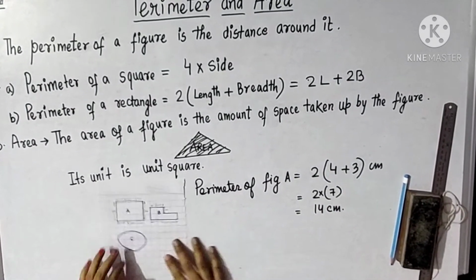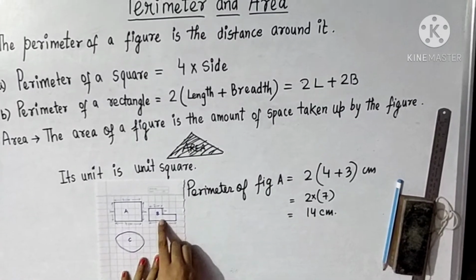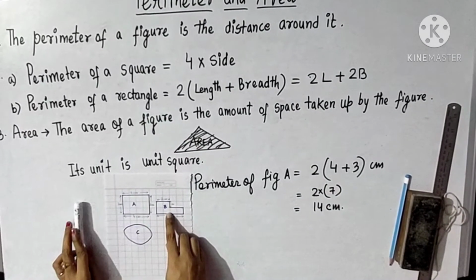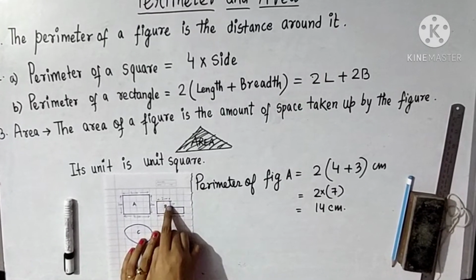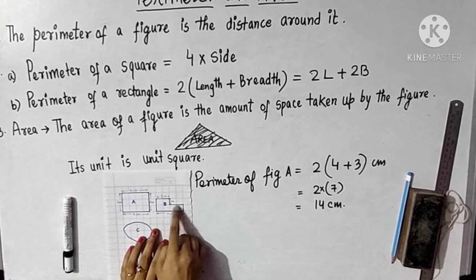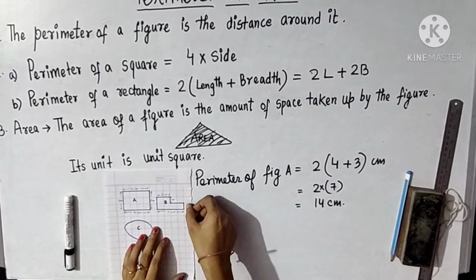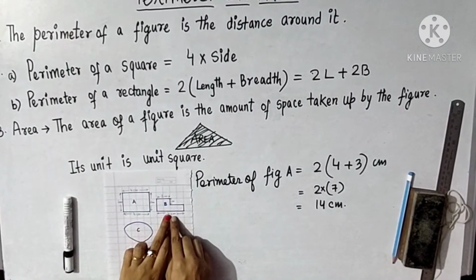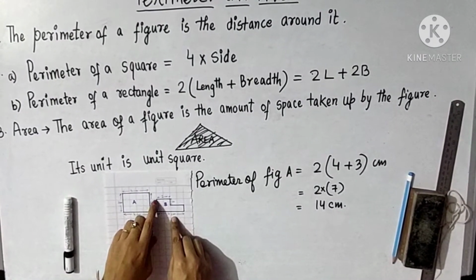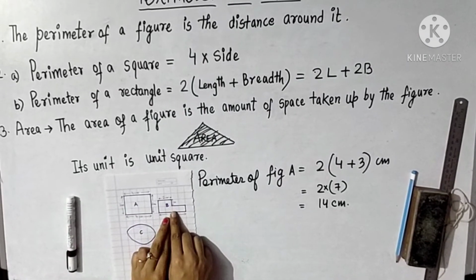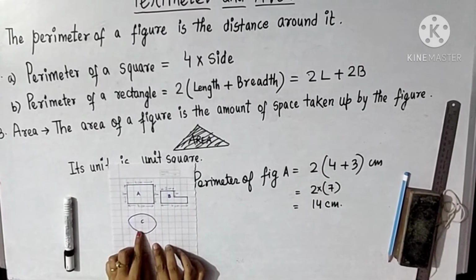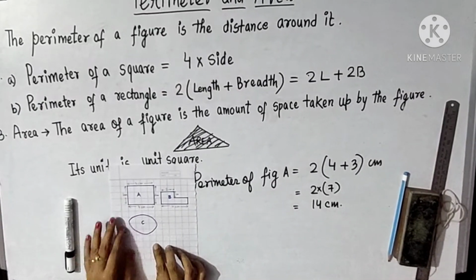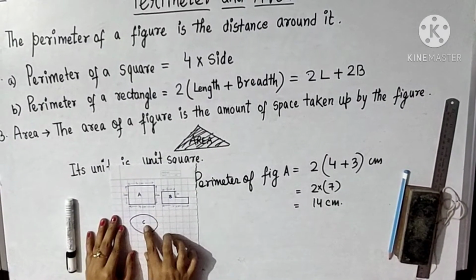Now, if we want to find the perimeter of figure B, here there is no formula, so we can only add the boundary. So 2 plus 1 is 3, again 2, 5, 6 plus 4 is 10, 11, 12. So what is the perimeter of figure B? 12. Now, if you see, figure C is curved in shape.